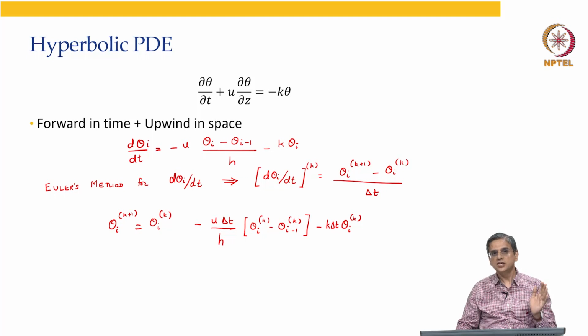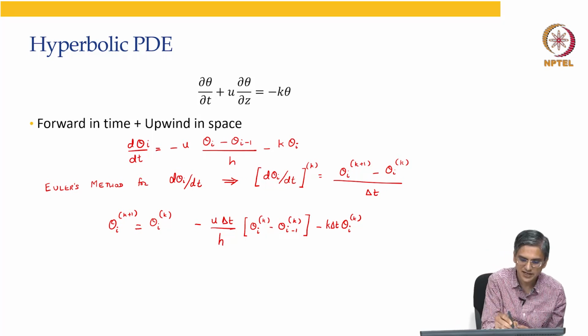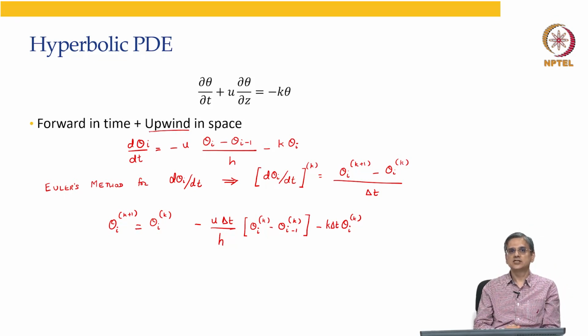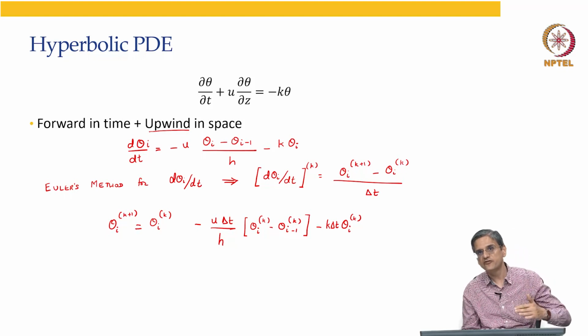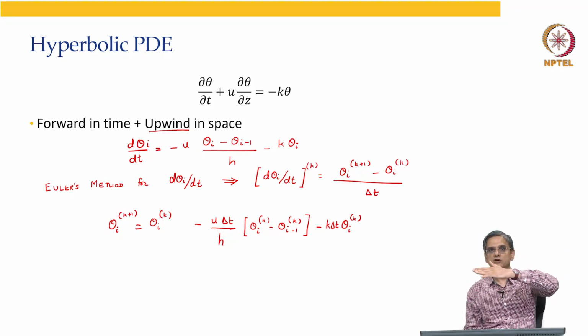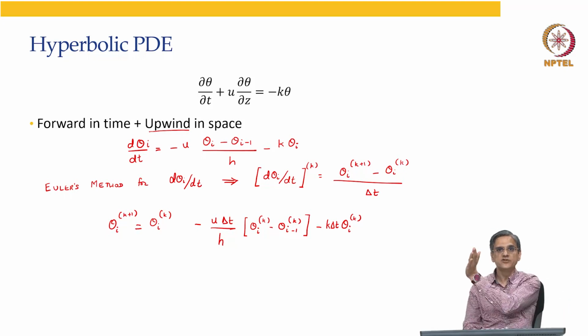This particular method that I have shown you has a very interesting name. It is called an upwind method. Why is it called an upwind method? If u is positive, you are going to use the backward difference formula, but if u is negative, we are going to use the forward difference formula instead. That's the reason why it's called the upwind method.